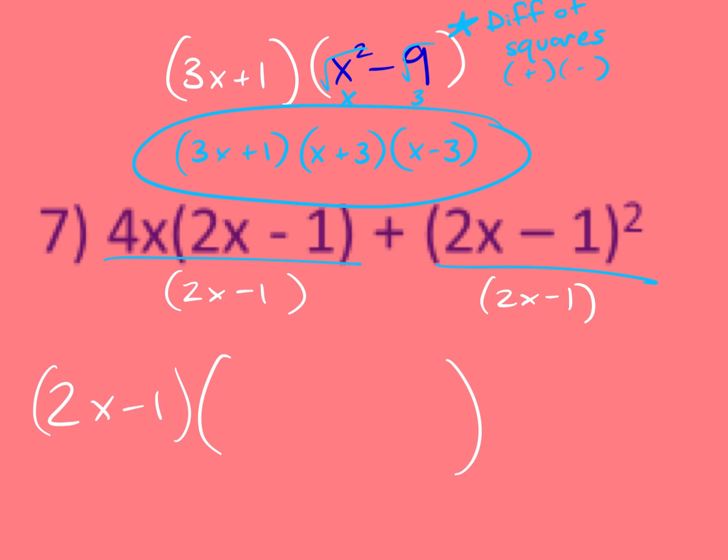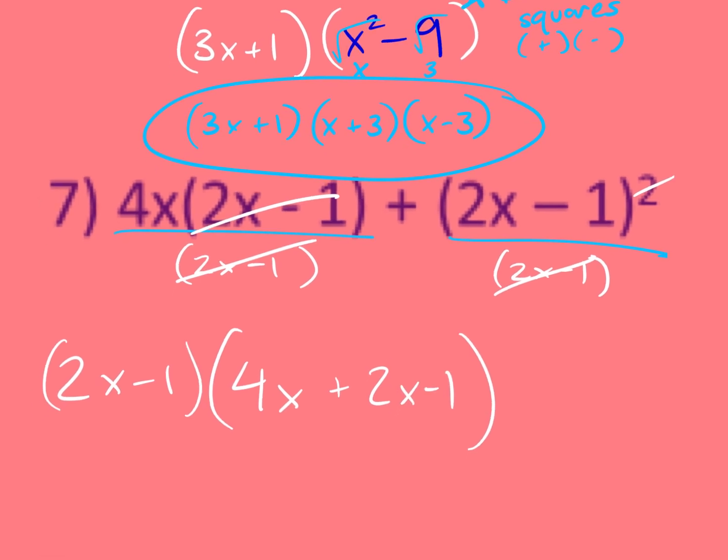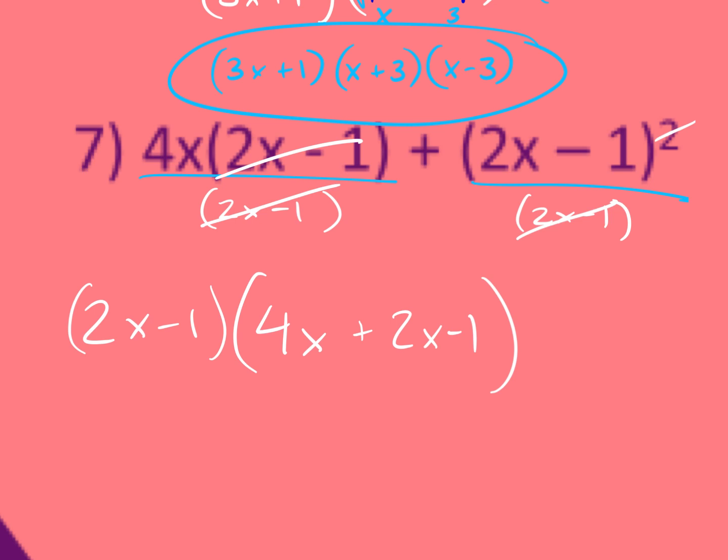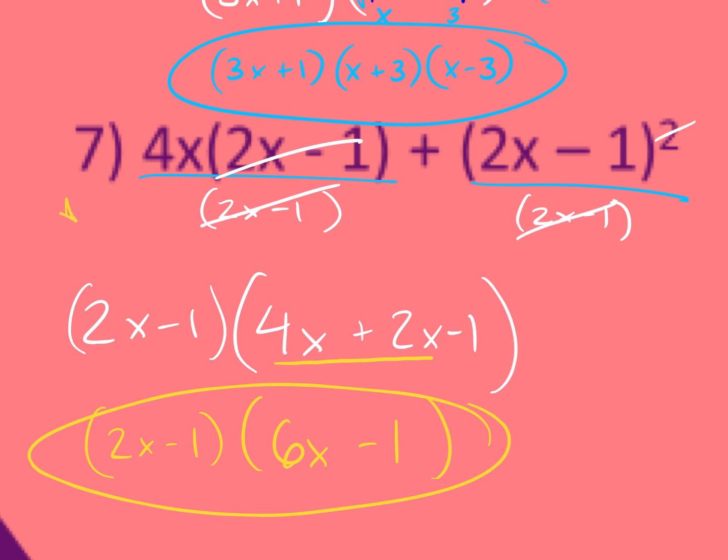When we take out that 2x minus 1, we have 1 there, so it goes away. What are we left with? 4x, and here we have 2x minus 1s. So one of them is going away. And what are we left with? 2x minus 1. We're almost done with this one. What's the last little thing that we can do to simplify it a little bit? Combine like terms. What's 4x plus 2x? 6x minus 1. So we have 2x minus 1 times 6x minus 1. That would be our answer. So here we had a GCF that we took out.